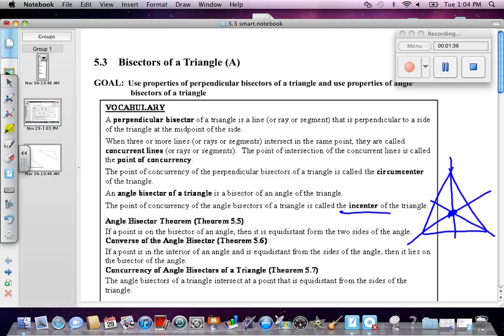Okay? Converse of angle bisectors: if a point is in the interior of an angle and is equidistant from the sides of the angle, then it lies on the bisector. Okay, so this incenter is the same distance from all the sides. So these green lines all have to be the same length.